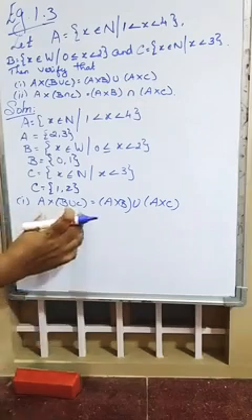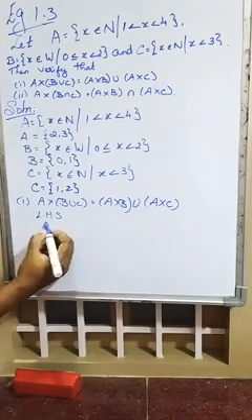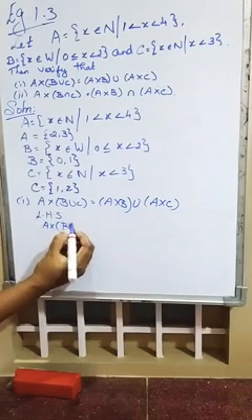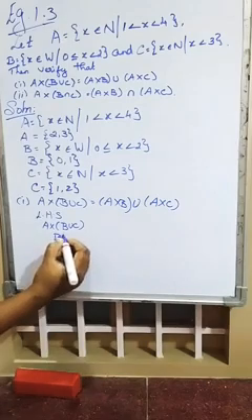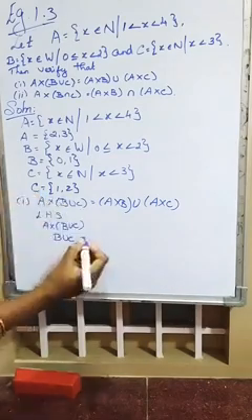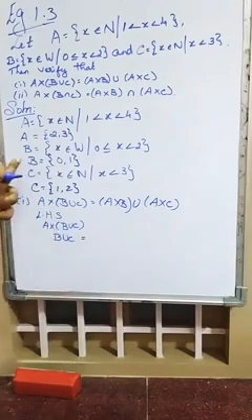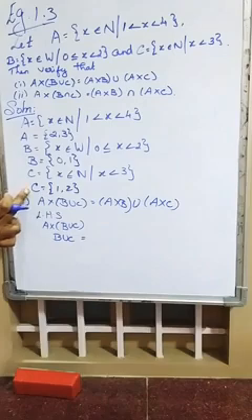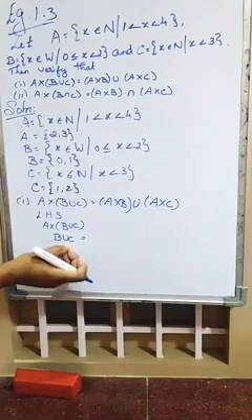First take the left hand side, that is A cross (B union C). First find the value of B union C, because B union C is inside the bracket. What is the meaning of B union C? You have to see the sets B and C and combine all the elements. Union means you have to combine all the elements.